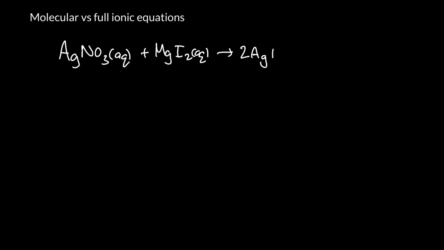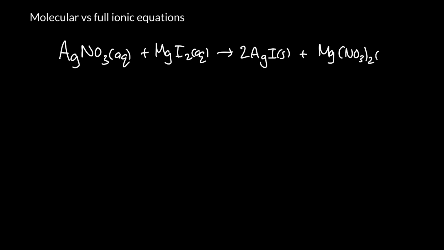Hey everybody, welcome back. So we're going to talk about the difference between molecular and full ionic equations here. For instance, if we go back to one we wrote earlier, if we take something like silver nitrate and we react it with, say, something like magnesium iodide, and they swap partners and we get silver iodide and we get magnesium nitrate.